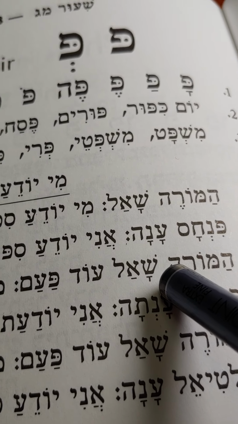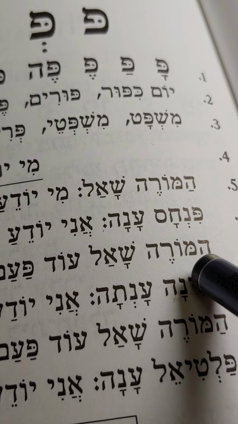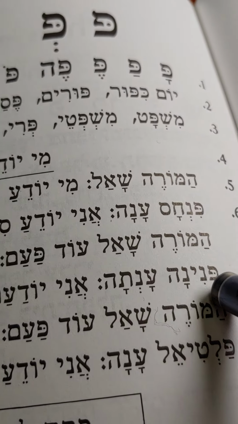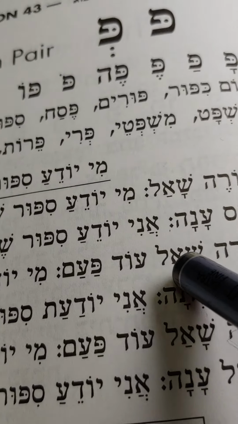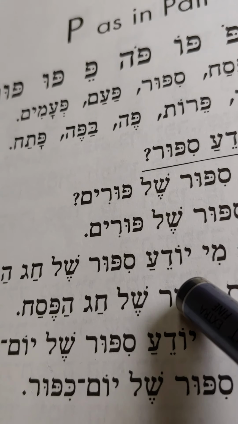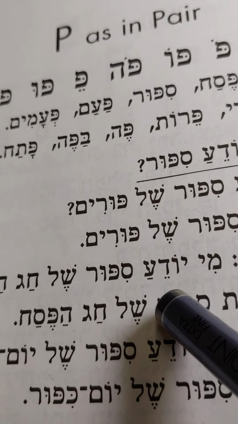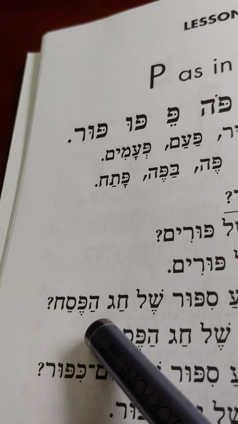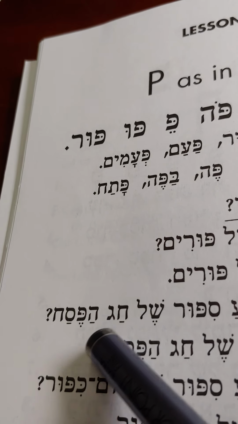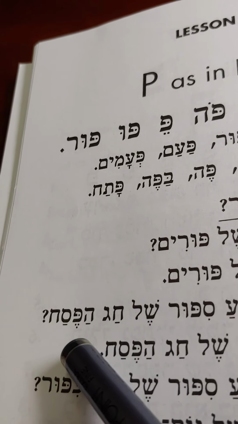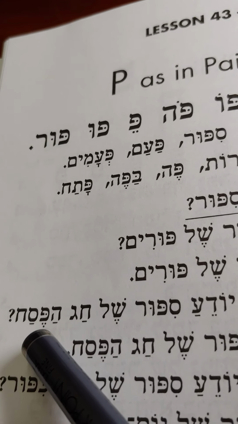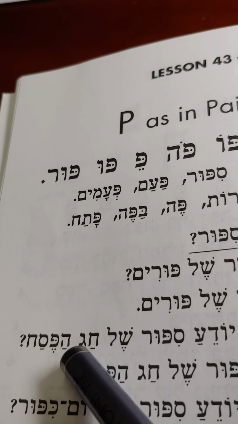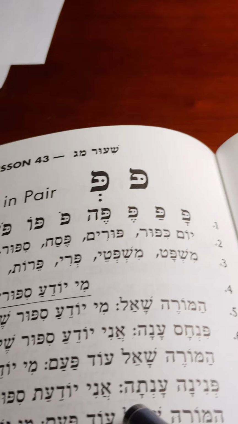Sheva, 7. Hamore sha'al od pa'am. The teacher asked another time, one more time. Od pa'am, again. Hamore sha'al od pa'am. Mi yodea, who knows? Read it out loud, or it won't do you any good. Mi yodea sipur shel chag ha-pesach. Chag is holiday, ha-pesach, the Passover. Who knows the story of the holiday of Passover?